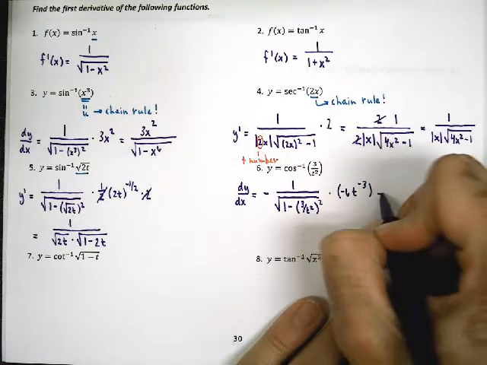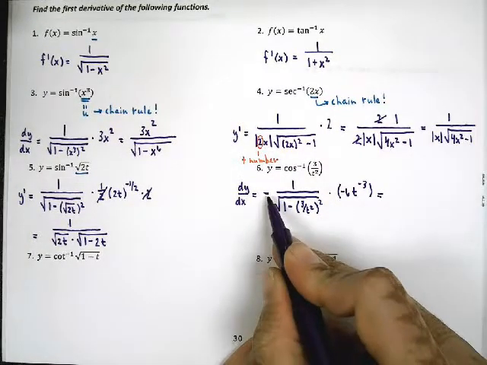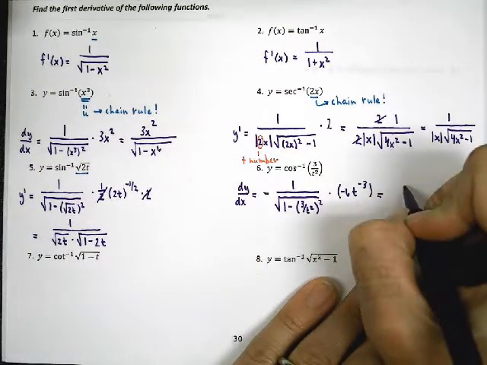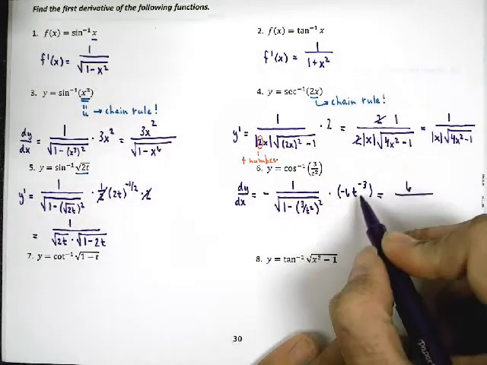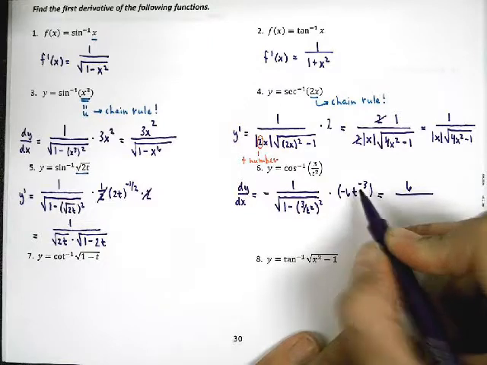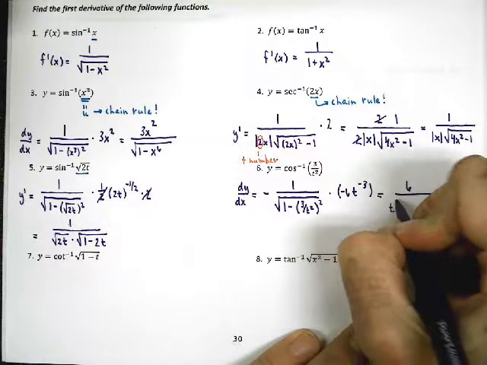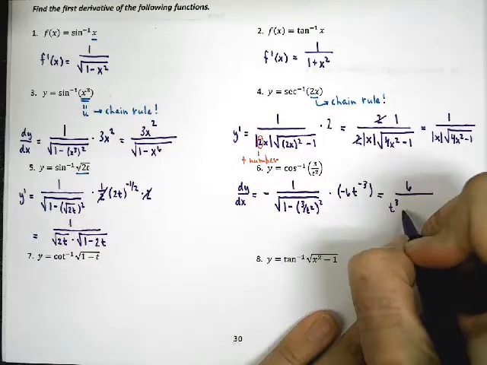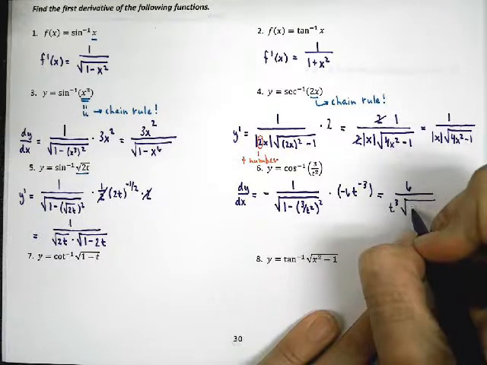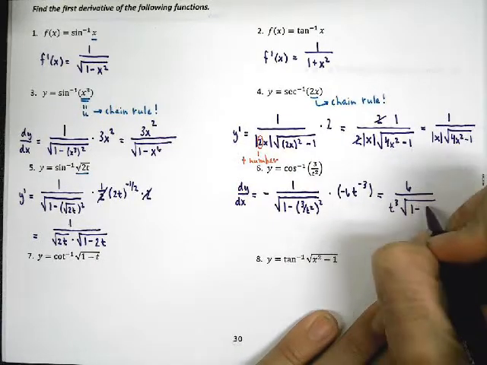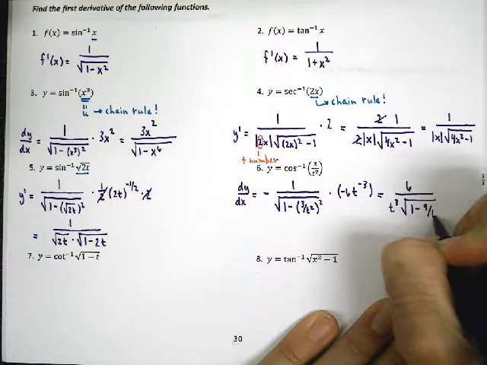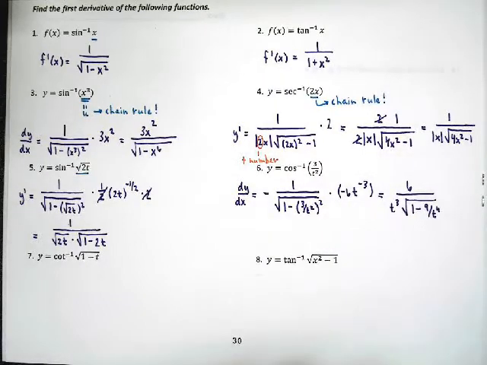All right, so let's see here. Now I have a negative times a negative, so I'm going to have a positive 6. I'm going to go ahead and move this negative exponent down, so I'm going to have a t cubed in my denominator. And now I have times the square root of 1 minus 9 divided by t to the 4th.